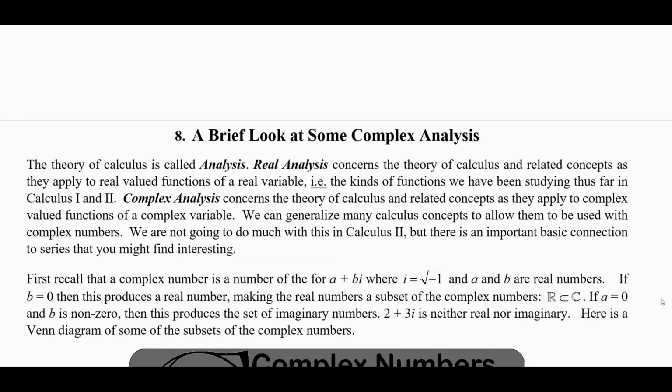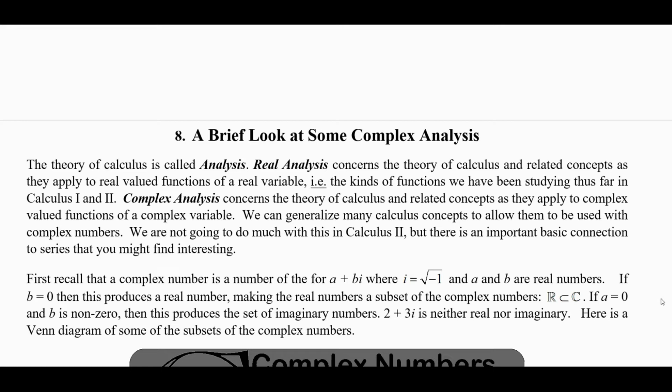In this video, we're going to have a brief look at some complex analysis. The theory of calculus is called analysis. Real analysis concerns the theory of calculus and related concepts as they apply to real valued functions of a real variable. In other words, the kind of functions that we've been studying thus far in Calculus 1 and 2.